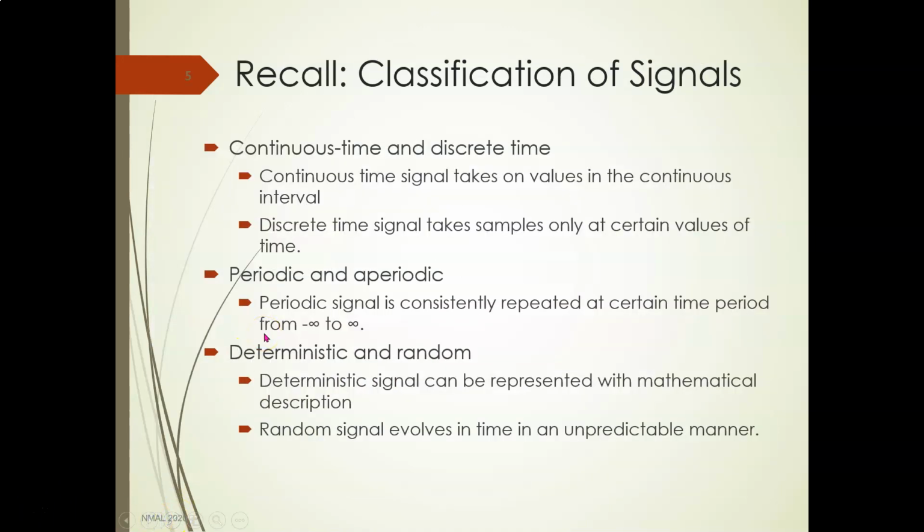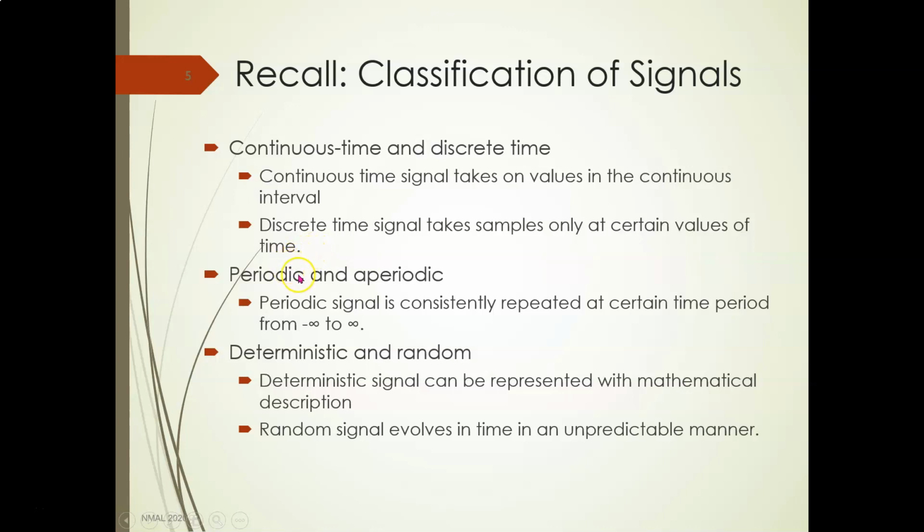Okay, and recall the classification of signal we have learned before: continuous time versus discrete, in which the continuous time signal takes on values in the continuous interval. On the other hand, discrete time signal only takes samples at certain values of time, according to the sampling time. For example, it takes values every 1 second, so that is discrete signal.